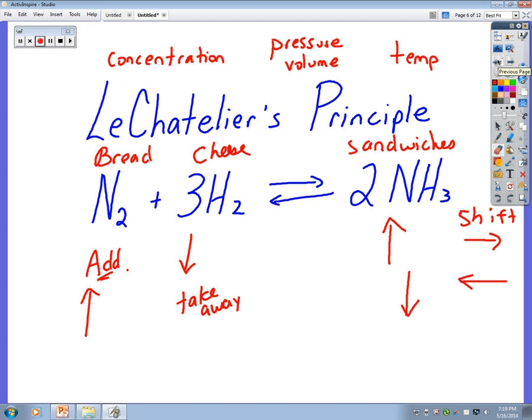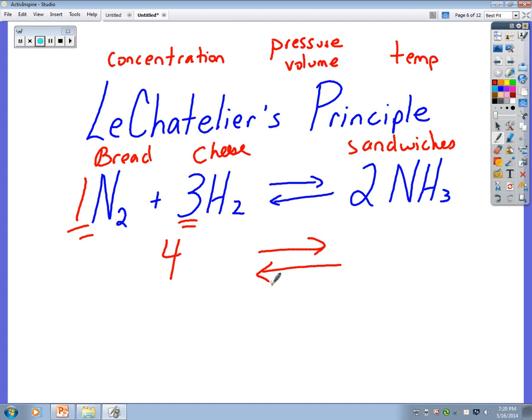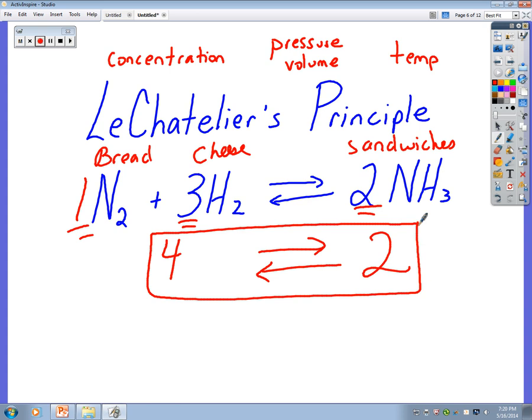Increasing pressure is all about, sorry, let me erase some of this. It's all about the moles. So if you look at this, how many moles do I have on this side? I have 4 total moles, right? 1 and 3 make 4. So on this side of my factory, I have 4 moles, and on this side, I have 2. What would happen if the walls of my factory closed in? The volume is decreasing, the walls are moving in, the pressure's going up.